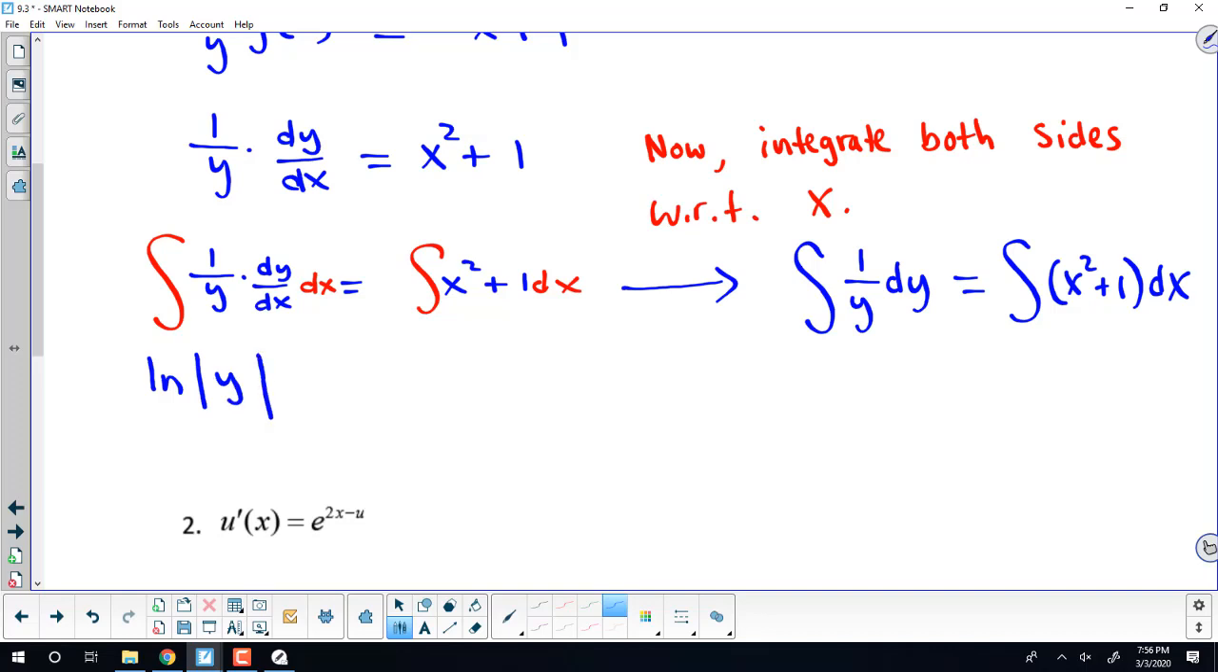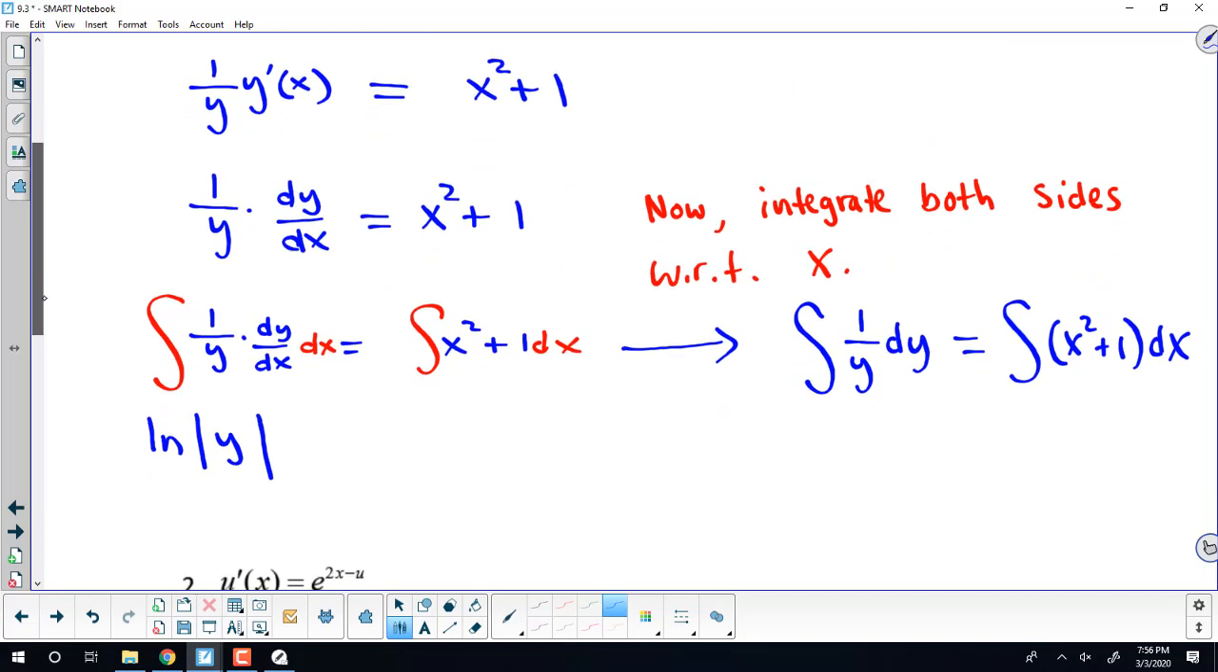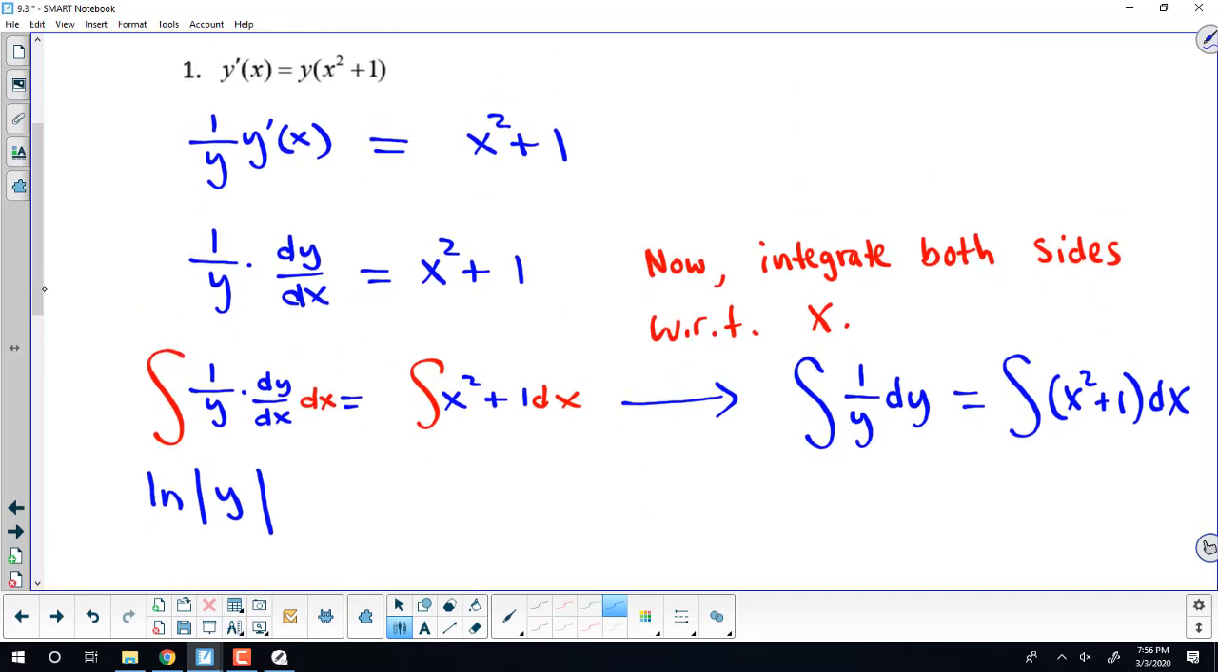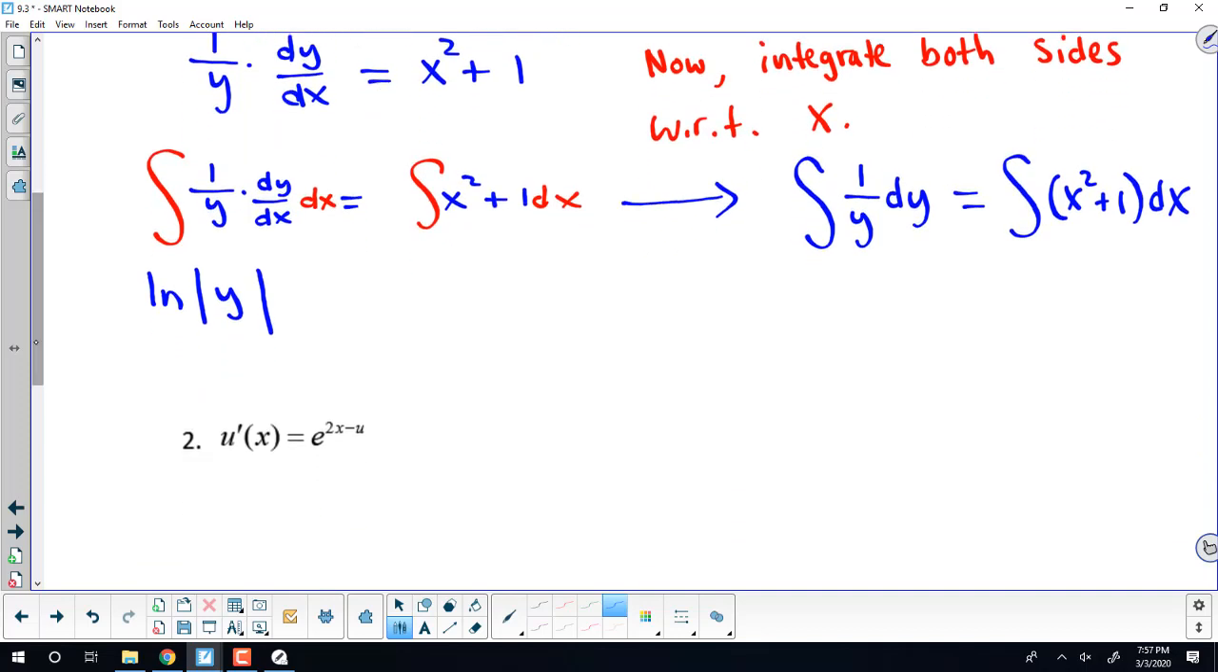Would it have been okay to recognize that in the first step, that y prime over y is the natural log of y? Yeah. We're just writing this out step by step so you can see exactly what's happening. But after you've done a few of these, you're probably just going to separate in your head and just rewrite that. You're not going to show all your work to separate. Okay, so the natural log of the absolute value of y equals x cubed over 3 plus x plus c.